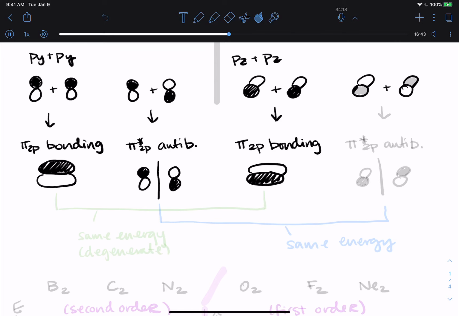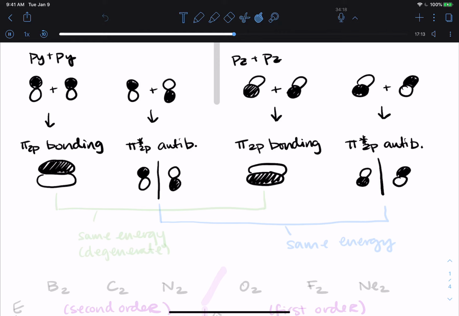All right, last bit, I need an anti-bonding combination. So the front lobes are opposite shades and the back lobes are opposite. Pi star 2p anti-bonding. And this results in a node, and then I'll have a p orbital on the left shaded in the front, p orbital on the right shaded in the back.